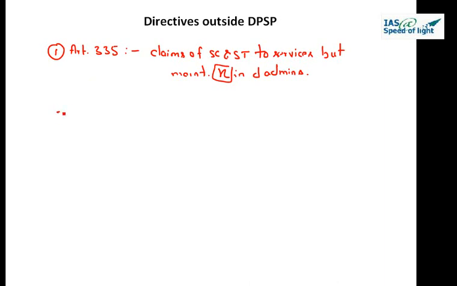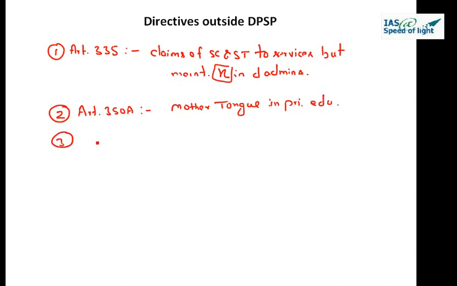The second one is Article 350A, which instructs the government to arrange facilities for education in the mother tongue at the primary level. The third talks about the development of the Hindi language, Article 351. So these are some of the directives which are outside Part 4 of the Indian Constitution.